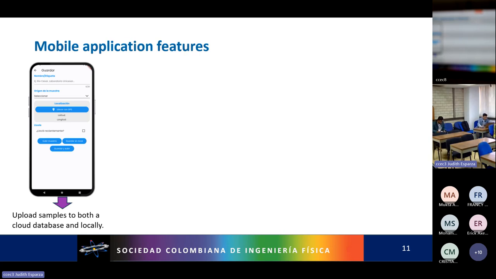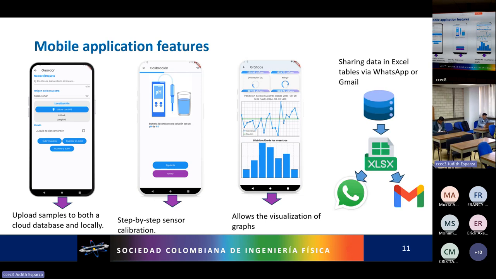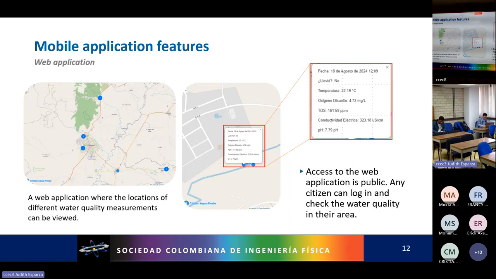The data can be uploaded to a cloud database, also saved on the phone, and the app can make a step-by-step sensor calibration of the different prototypes. And finally, the users can view the historical data saved in the cloud database, also the different graphs and information. They can also share their data in Excel tables via WhatsApp or email.